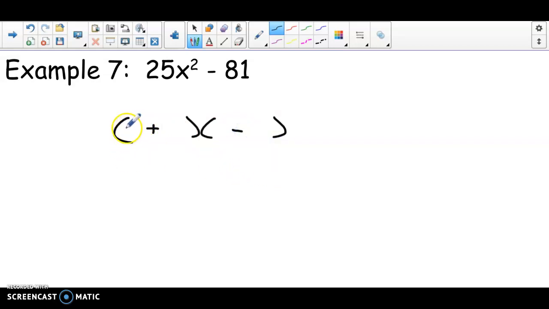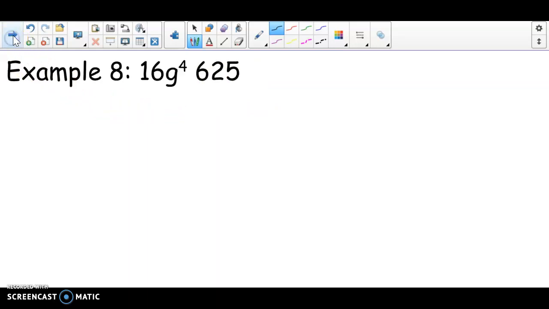Square root of 25 is 5. Square root of x squared is x. So I have a 5x in both of them. Square root of 81 is 9 and 9. So now it's factored. Forgot my sign here. That should be a minus sign there.